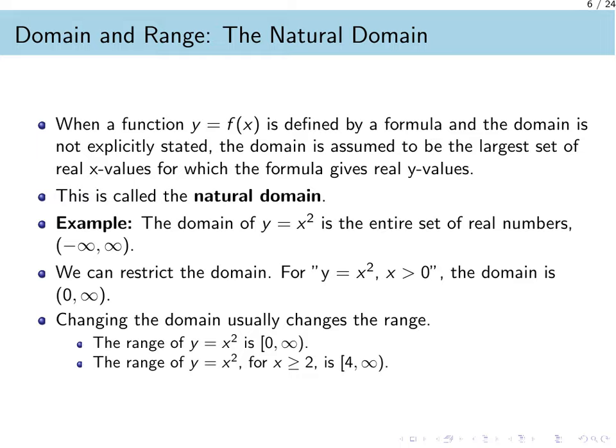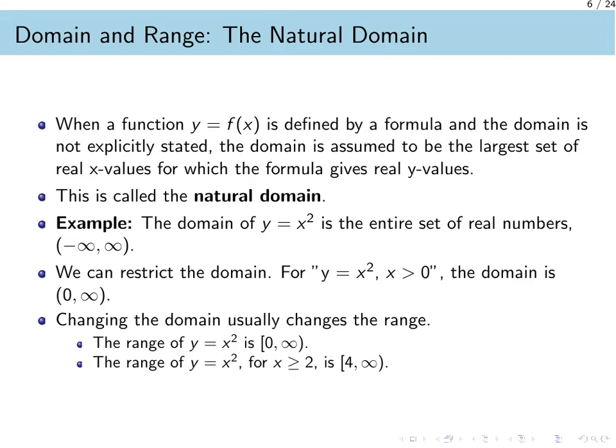However, we can restrict the domain. If we specify that y equals x squared, but only for inputs x greater than or equal to 2, the range changes significantly. Now, the smallest possible output is 4, making the new range all numbers from 4 to infinity.